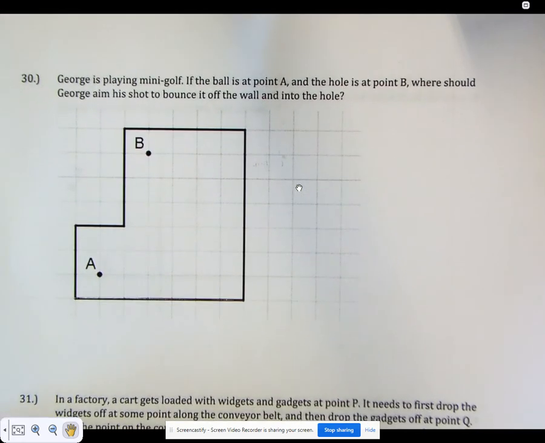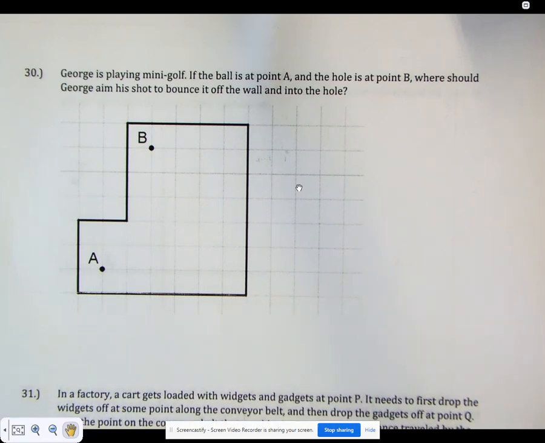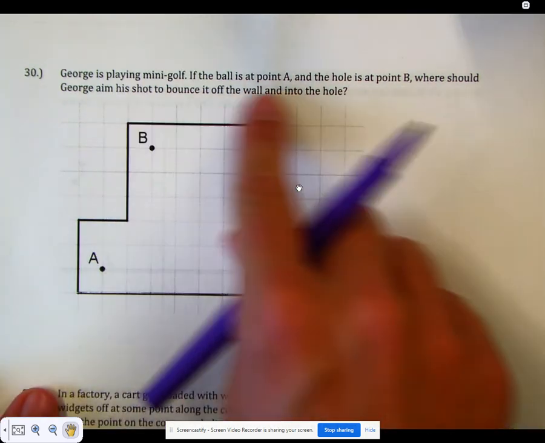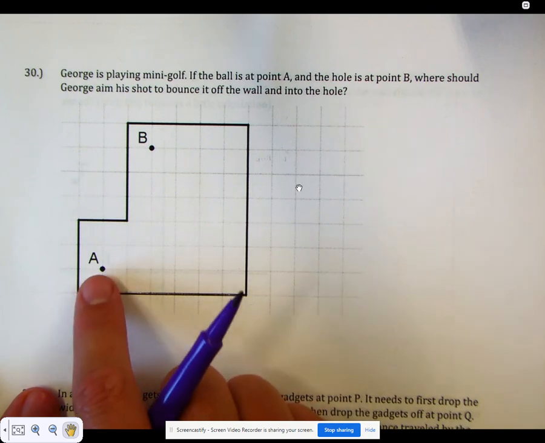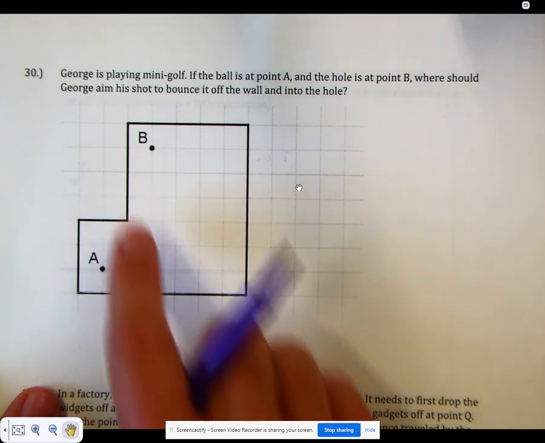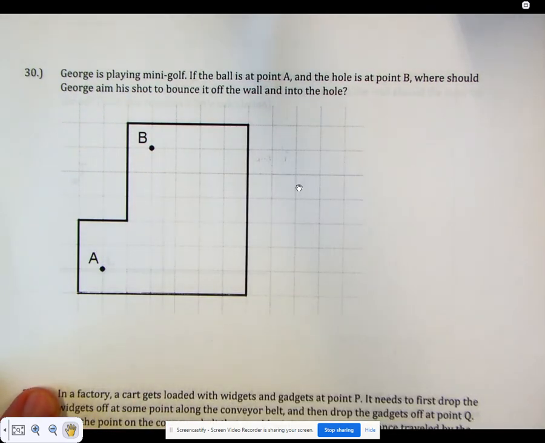an application of reflection. Okay, these are actually pretty easy questions. I know they're word problems, but they're not too bad, I promise. So George is playing mini golf. The ball is at point A and the hole is at point B. Where should he aim his shot to bounce it off the wall and into the hole?